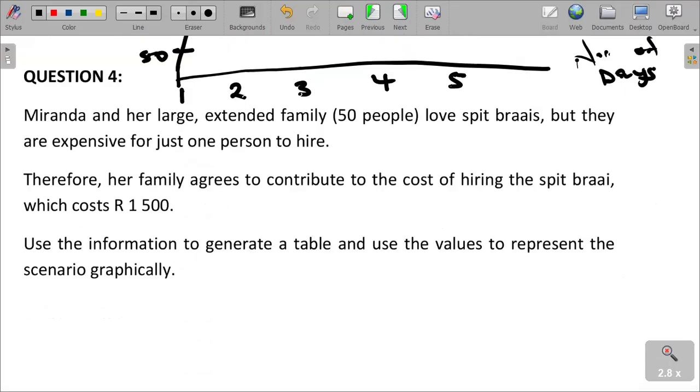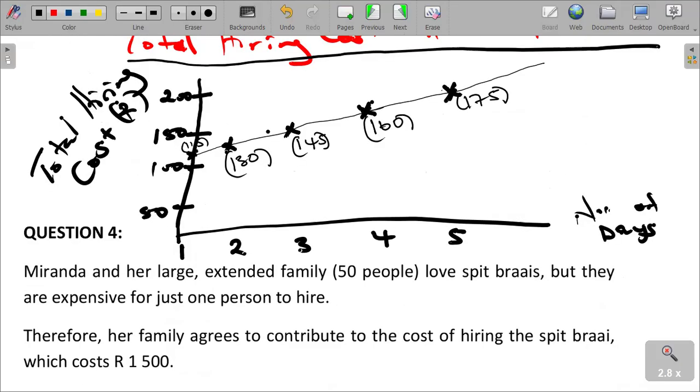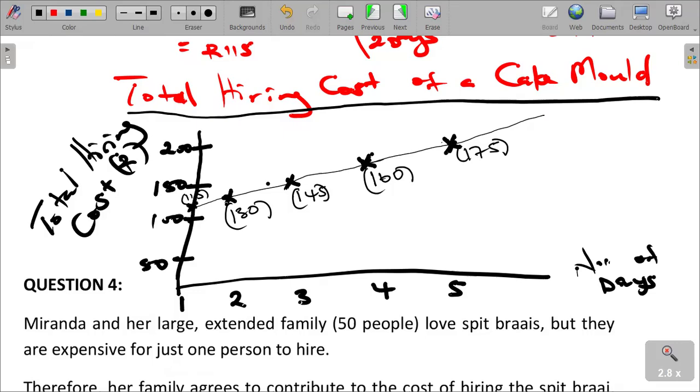So I want us to quickly work the next question so that we can complete this one. I'm sure that we are enjoying this.